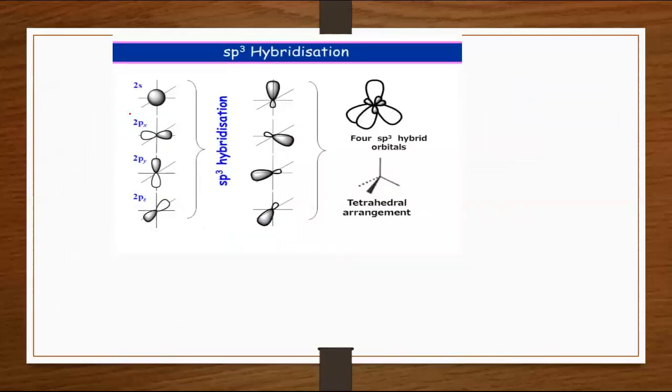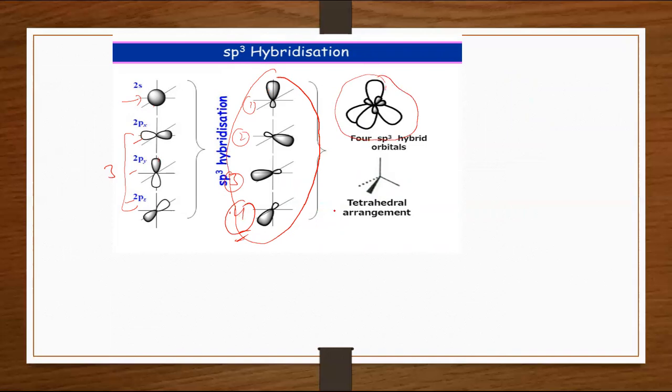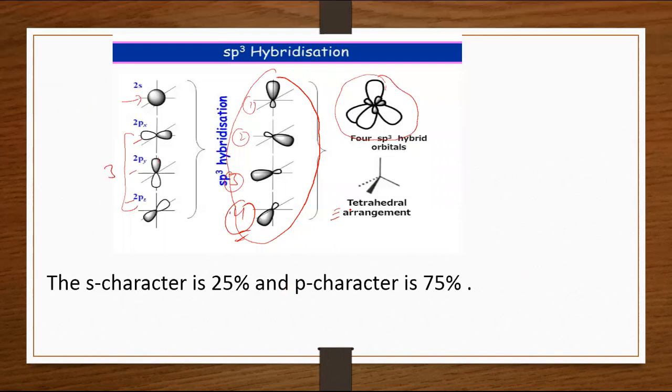Here you can observe there is one s and three p orbitals. When intermixed, they will give rise to the four sp3 hybridized orbitals, which arrange themselves in the form of a regular tetrahedron, and this has the tetrahedral geometry. So here the s character is 25% and p character is 75%.